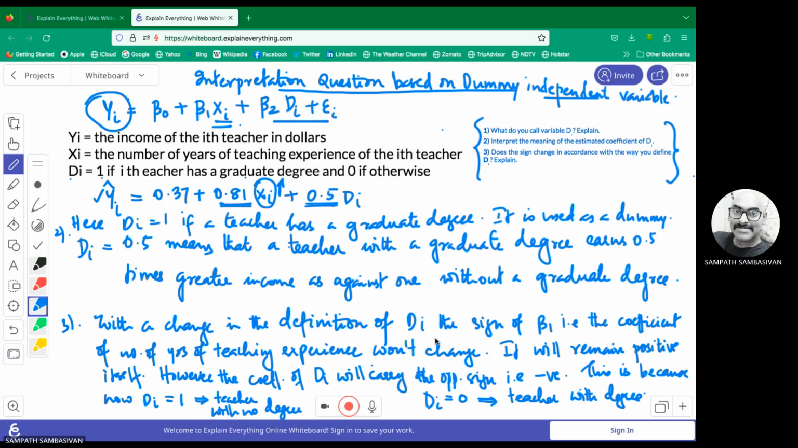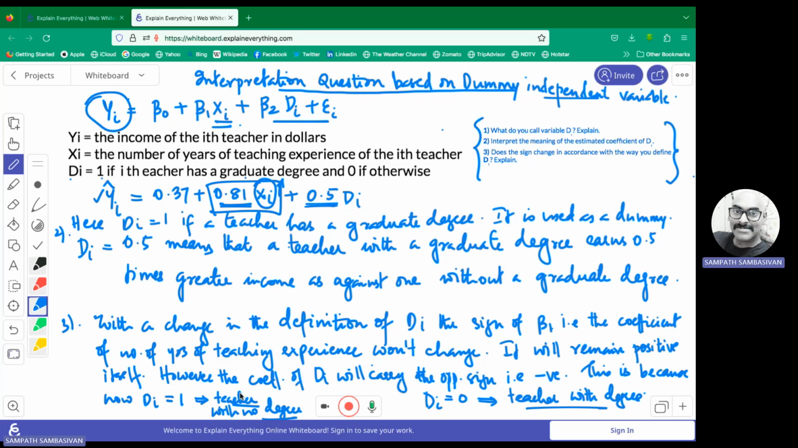Okay. So the included condition was teacher with the degree, and the excluded or omitted condition was teacher without degree. Now the included condition happens to be teacher with no degree, and the excluded condition happens to be teacher with the degree. So with a change in the definition of DI, this sign won't change for beta 1, which is the coefficient of the number of years of experience. That won't change. It will remain positive itself, right?